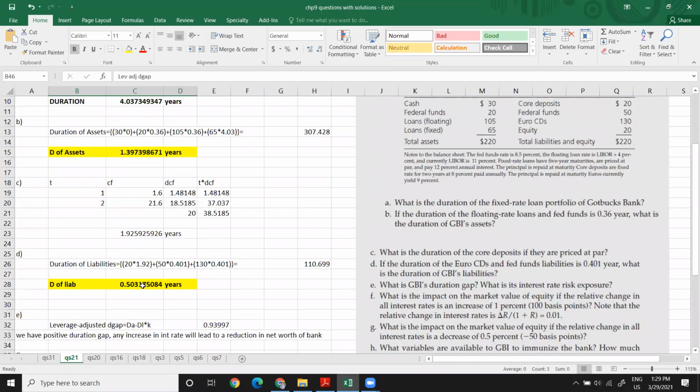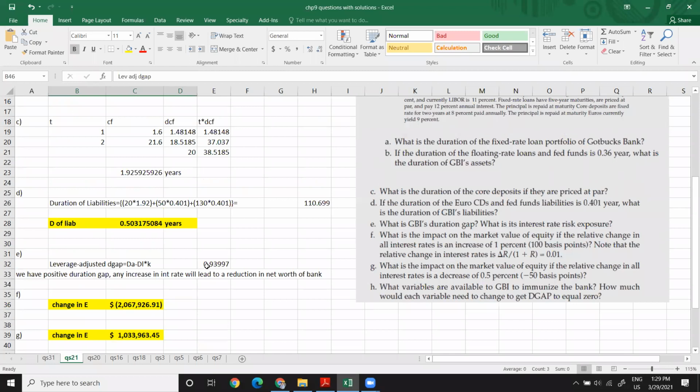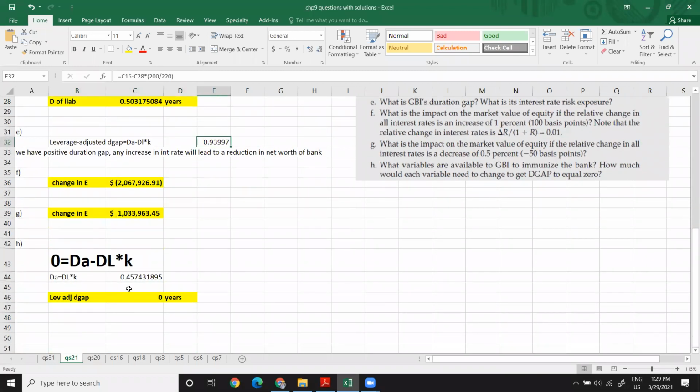Your duration of liability is 0.50 and duration of asset is 1.39. But the adjusted duration of liability is 0.93. So then either you can play with the duration of liability or you can play with the duration of assets. But I decided to play with the duration of assets, okay? Then I need to find what my duration of assets should be in order to make the leverage adjusted duration gap equal to zero. My duration of assets should be equal to 0.45 year in order to have my leverage adjusted duration gap equal to zero. Does it make sense?